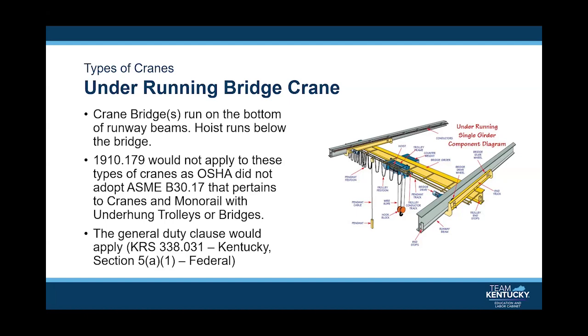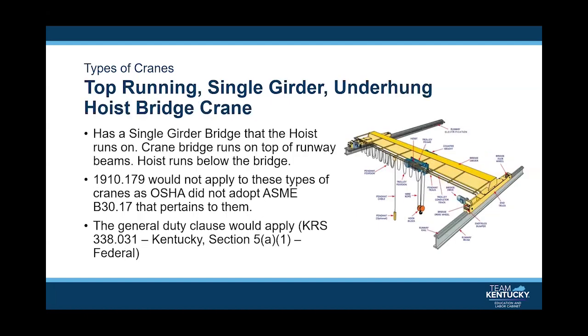The crane pictured is an underhung single girder bridge crane, where the bridge is running under the runway beams. The next crane pictured is a top running single girder underhung hoist crane, where the bridge is running on top of the runway beam, but the hoist is running below the bridge. Again, this is still considered an underhung crane. 1910.179 would not apply and it would fall under the general duty clause.